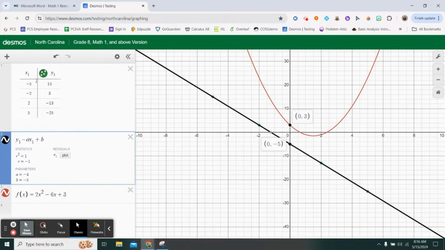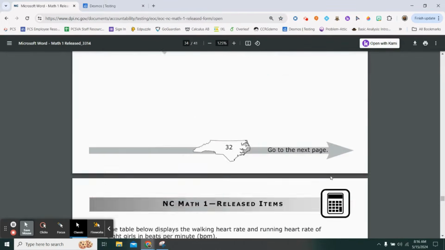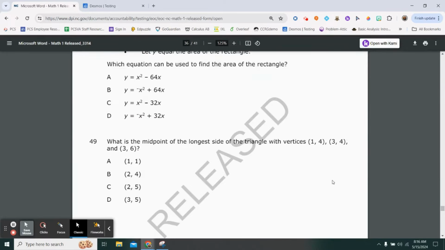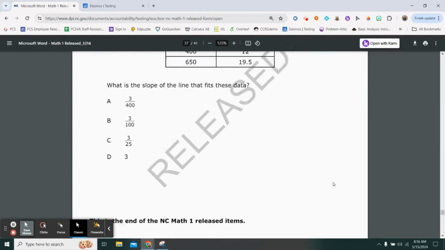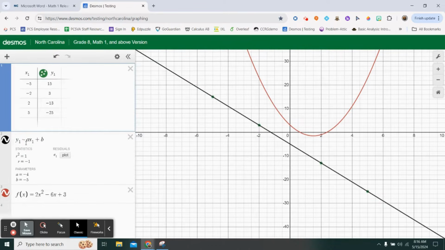But there's a lot of ways you can use this linear regression feature to get equations of lines, to get slope. I think there's a question after this that just says, what is the slope of the line that fits the data? You would do the same thing, but you would want the slope, which is the A value in the calculator.